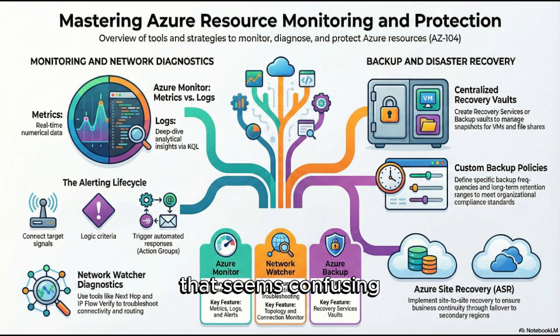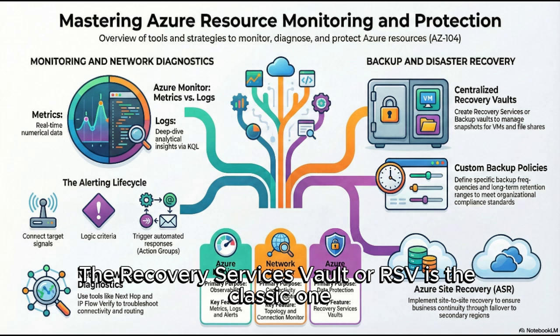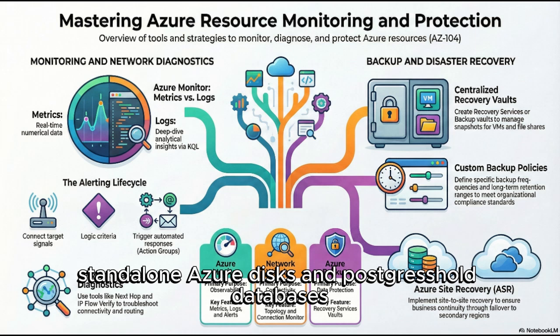Why two? That seems confusing. It's just the evolution of the platform. The Recovery Services Vault, or RSV, is the classic one. For the exam, you need to know it handles virtual machines, SQL inside VMs, and Azure files. Okay. And the Backup Vault? That's the newer, more modern vault. It's for cloud-native stuff. It handles blob storage, standalone Azure disks, and PostgreSQL databases.